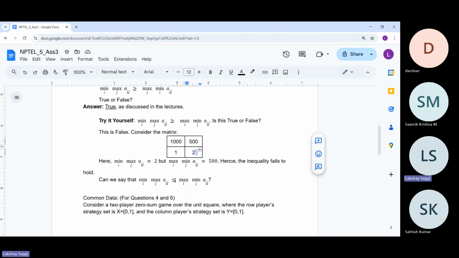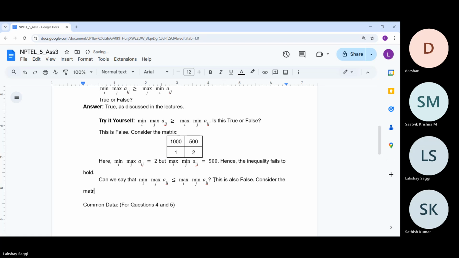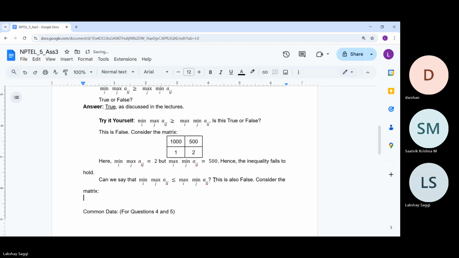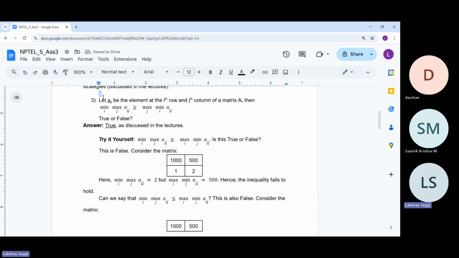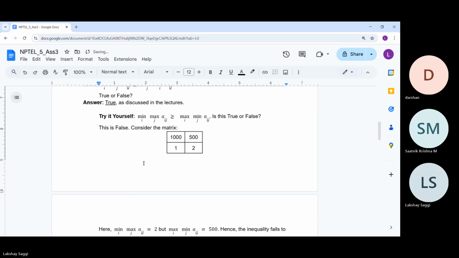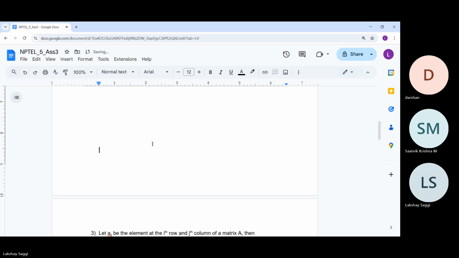So Darshan, I think this statement will also be false. We can draw an example where even this statement will fail to hold, and I can give you an example. So suppose this is also false. Consider the matrix. Maybe I should put the whole question on the next page for that.